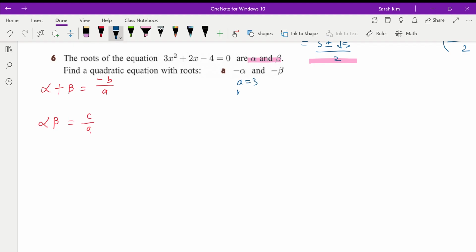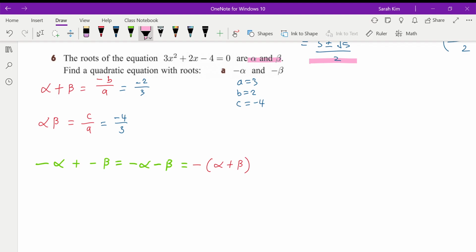A in our case is 3, b is 2, c is negative 4. So that's going to be negative 2 over 3. That's going to be negative 4 over 3. So that's what we have. So we should be able to figure out what negative alpha plus negative beta is. Let's see if we can manipulate some data. That would be negative alpha take beta, which we can also write as negative of alpha plus beta. So I should be able to substitute my answer in there. Therefore it'll be negative of negative 2 over 3, which is 2 over 3.